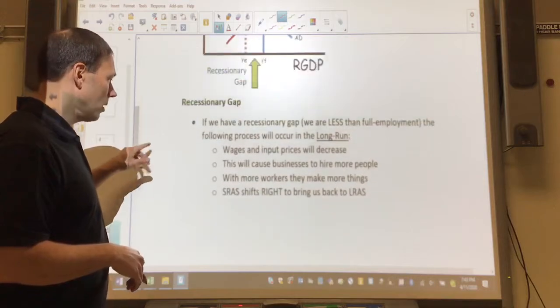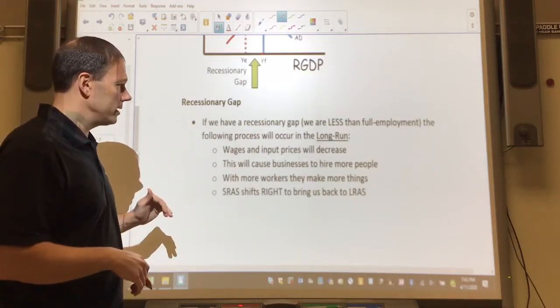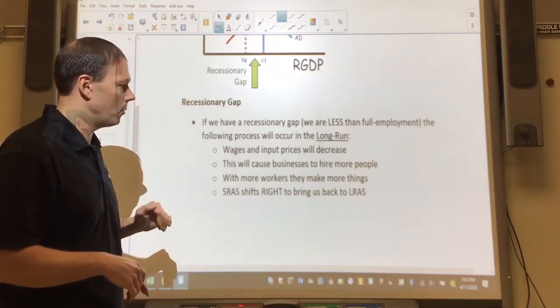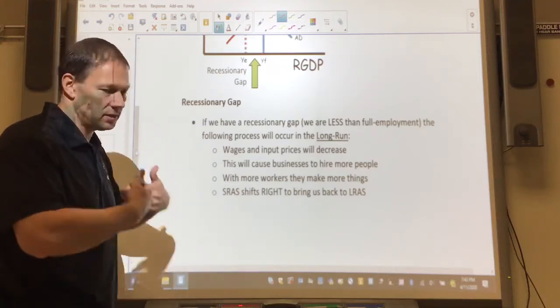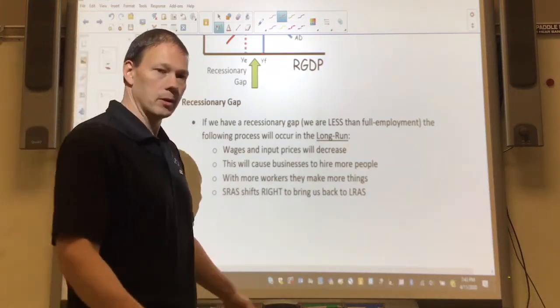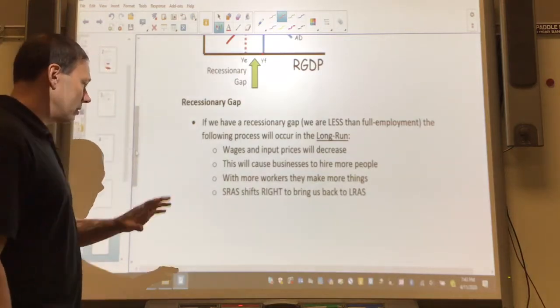And remember, all these parts are important. Wages and input prices decreasing, businesses hire more people, now they can make more things, and that's why supply shifts to the right. They're making more things. All right, so that's the classical approach.